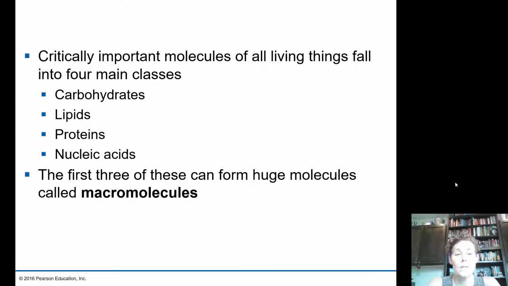We are going to learn within this chapter, not within this particular presentation, the 4 main classes of molecules that all living things have. So we're made up of carbohydrates, lipids, proteins, and nucleic acids. And a lot of that can make sense because we have to consume as part of our diet carbs, lipids, and proteins. The first 3 of these, carbs, lipids, and proteins, can form huge molecules that are called macromolecules. Macro is big, so these are giant molecules. All of those 4 contain carbon.